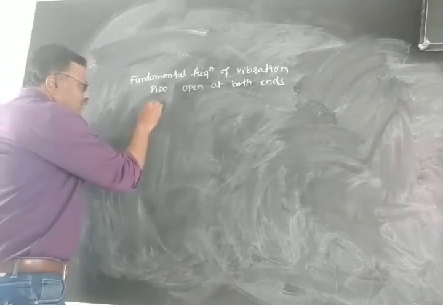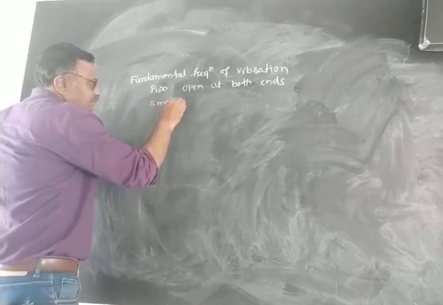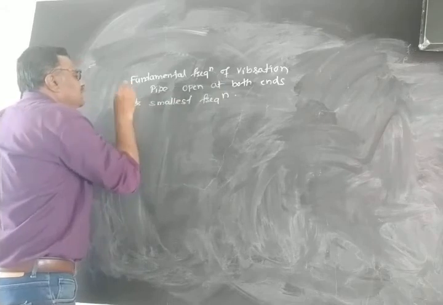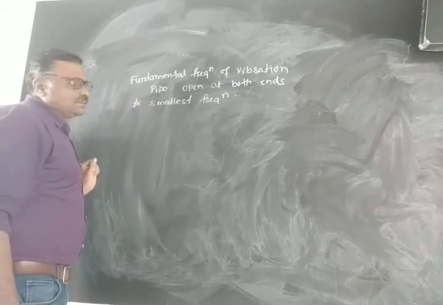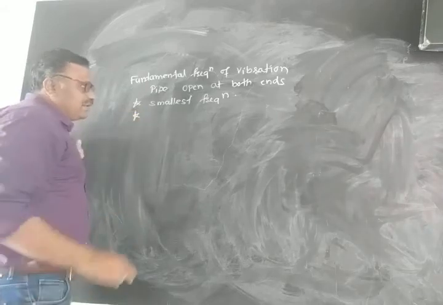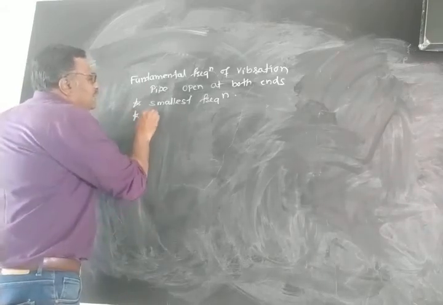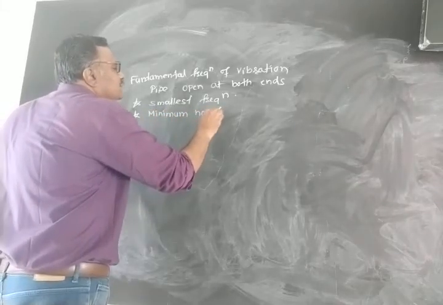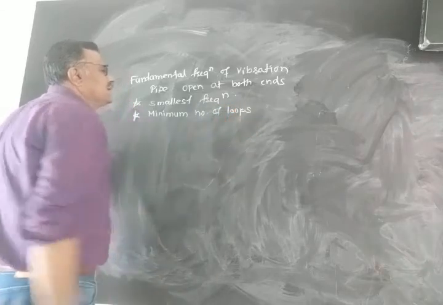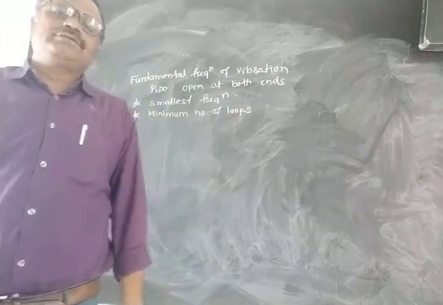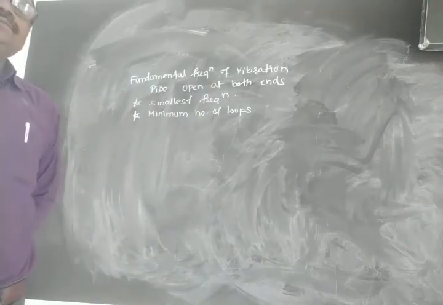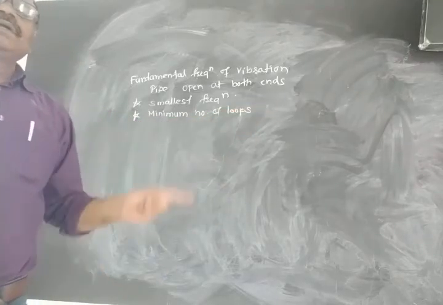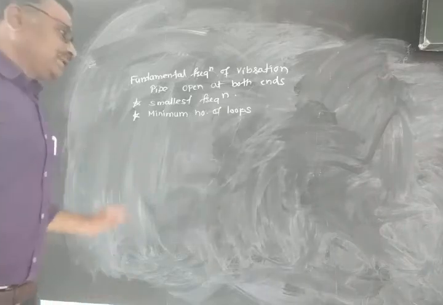We know it is the lowest possible frequency with which an air column can vibrate. It is known as fundamental frequency. Or we can define it in another way: when the minimum number of loops are obtained inside the air column, then that frequency is known as fundamental frequency.